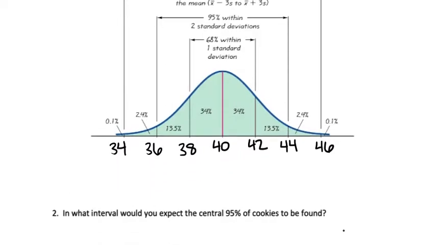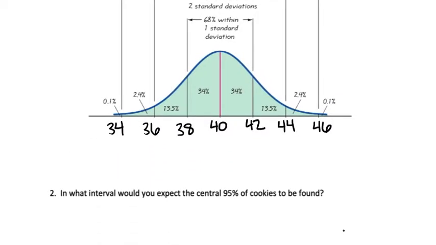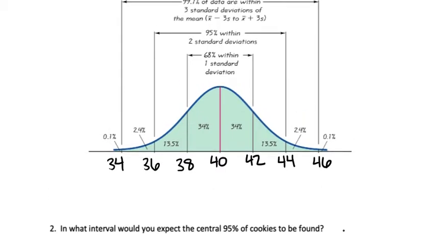So my first question is, in what interval would you expect the central 95% of cookies to be found? Looking at my graph, 95% fall within two standard deviations of the mean. In this case, that's going to be between 36 and 44 grams.